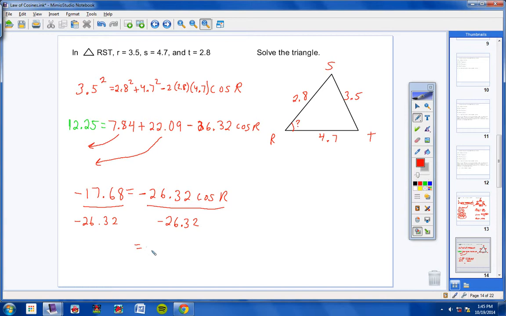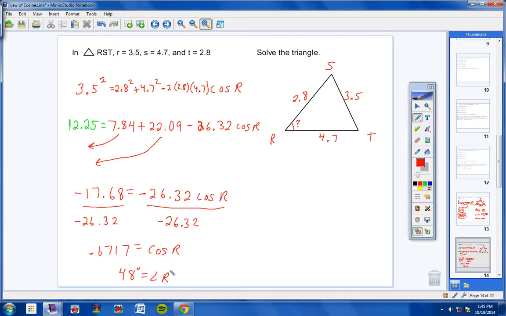and so we're left with cosine of r, 17.68 divided by 26.32. Negative divided by negative is a positive, 0.6717, okay? And of course I rounded that. Now I'm going to hit second cosine of that decimal, and I'm going to get 47.79, so 48 degrees.